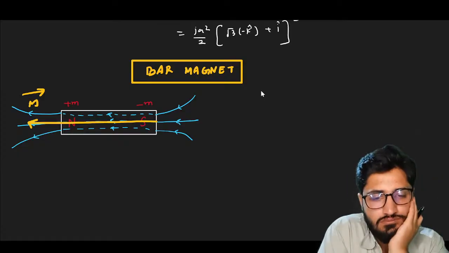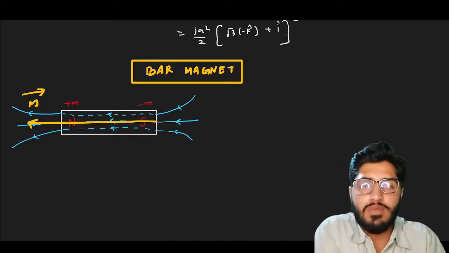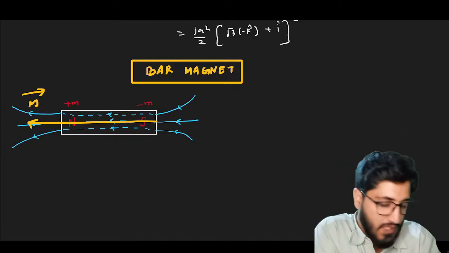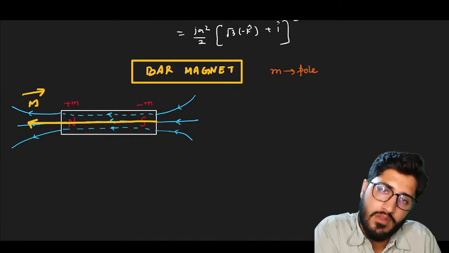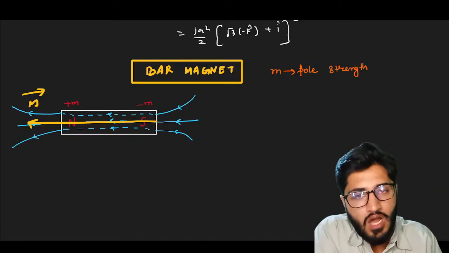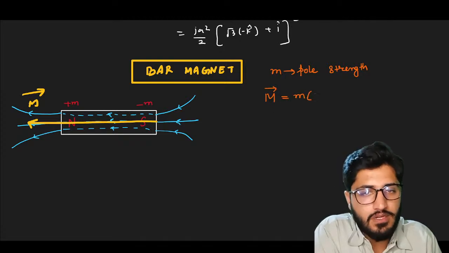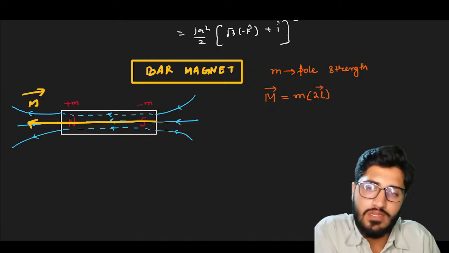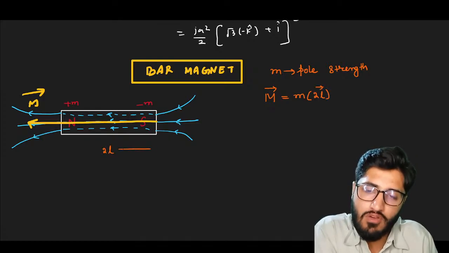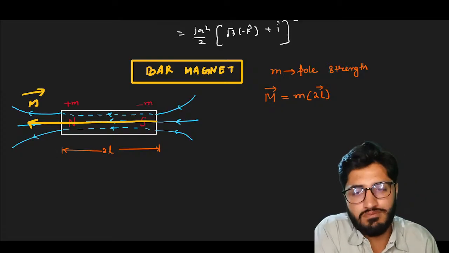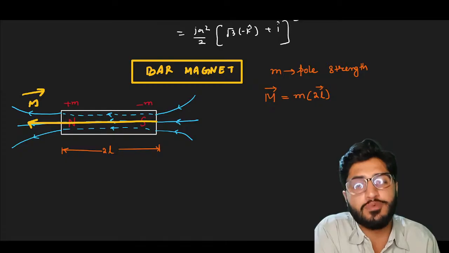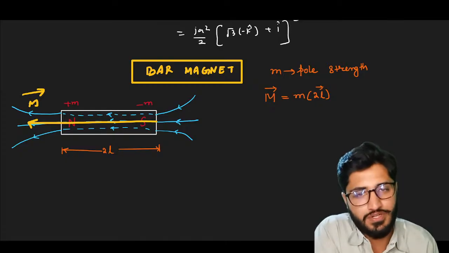Remember these things. What is m? m is pole strength, like the Q in electrostatics. How to find the magnetic moment? I can write m times 2L. What is 2L? 2L is the length of my magnet. You can take L also. There is no compulsion on this. It should be 2L, but you can take L also. No worries.